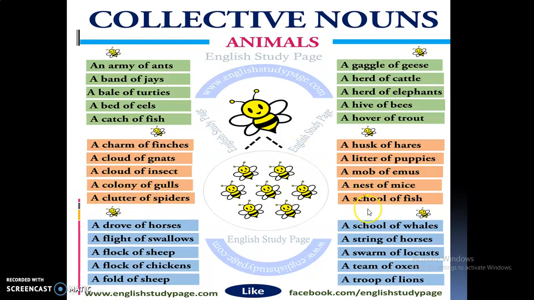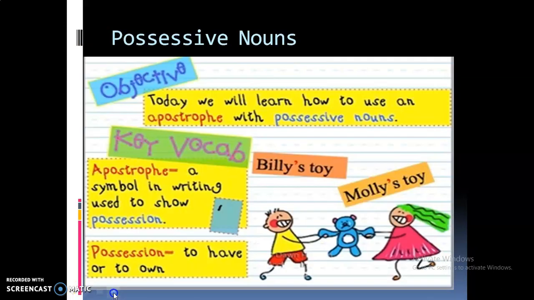And a nest of mice, a school of fish. If you happen to say a collective for fish, you can say a school of fish. And a fold of sheep, a flock of chickens, a flock of sheep. So this is how we use collective nouns. Next, moving on to the next slide. Possessive nouns.